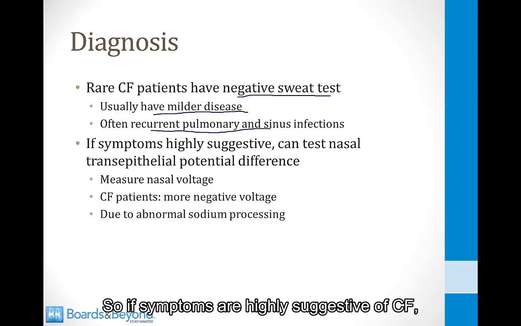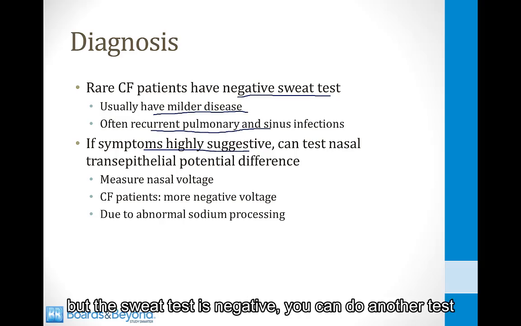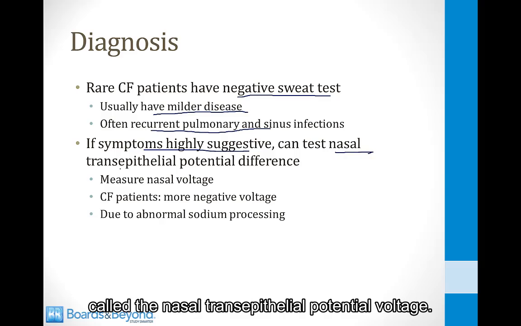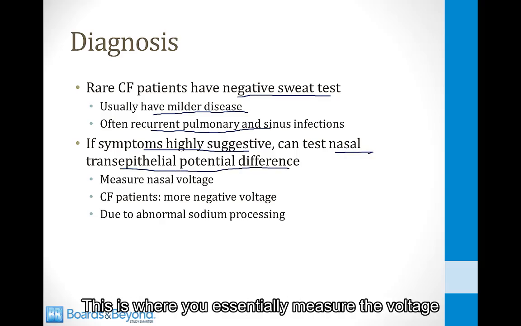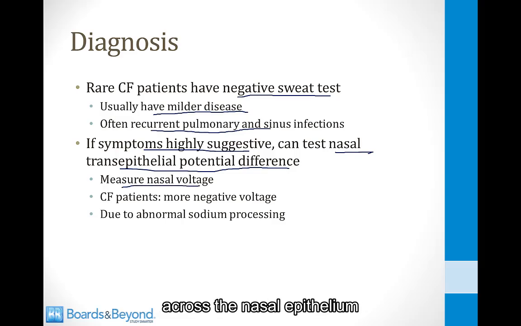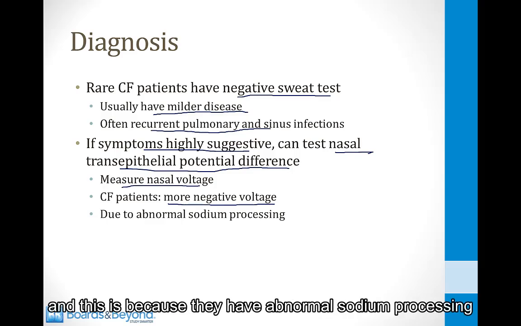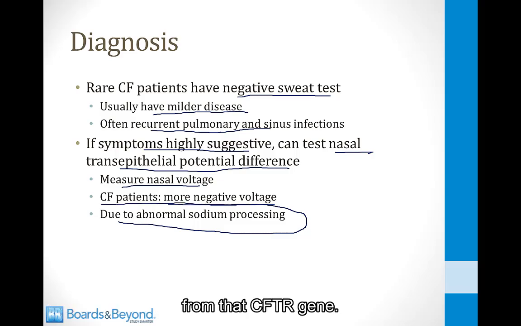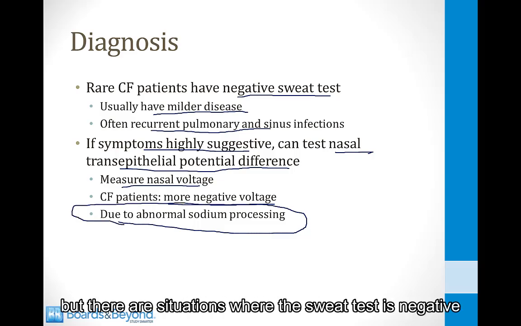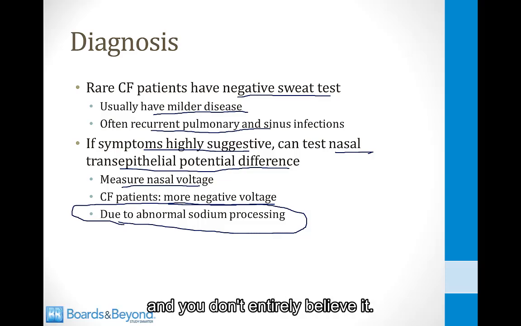So if symptoms are highly suggestive of CF, but the sweat test is negative, you can do another test called the nasal transepithelial potential voltage. This is where you essentially measure the voltage across the nasal epithelium, and cystic fibrosis kids have a more negative voltage, and this is because they have abnormal sodium processing from that CFTR gene. This is uncommonly done, but there are situations where the sweat test is negative and you don't entirely believe it.